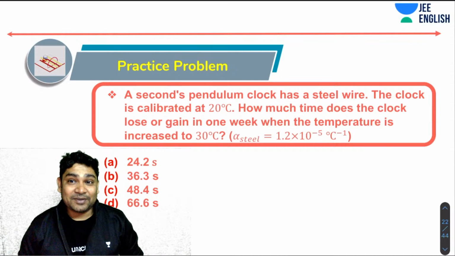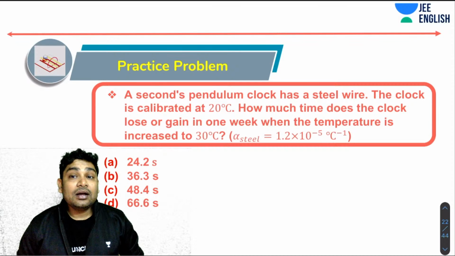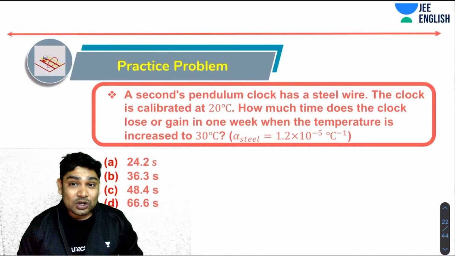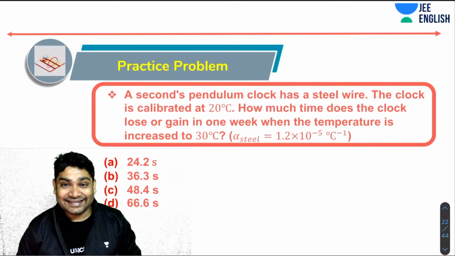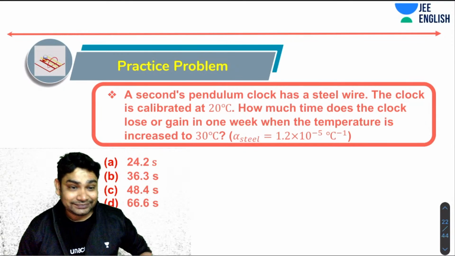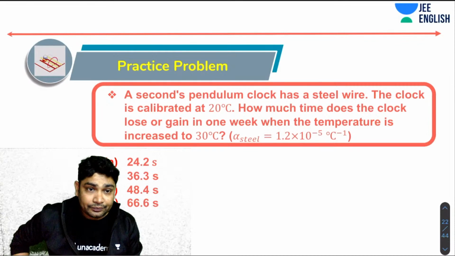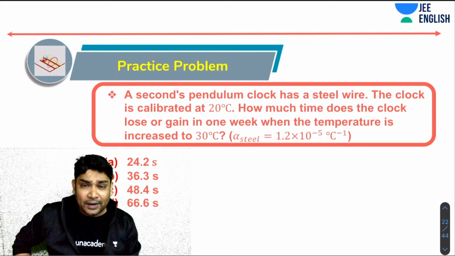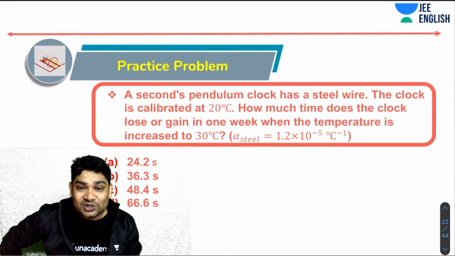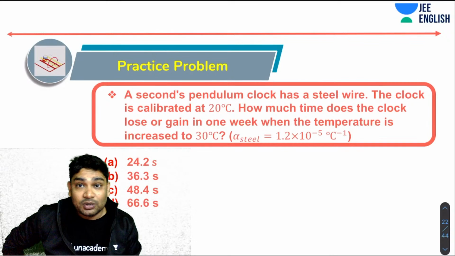So here is another question. A second pendulum has a steel wire, and you've been told that the clock is calibrated at 20 degrees Celsius. How much time does the clock lose or gain in a week when the temperature is increased to 30 degrees? I hope you know the length of the second pendulum. Some things you should already know because this is supposed to be a revision series, so I'm assuming you know a lot of things.